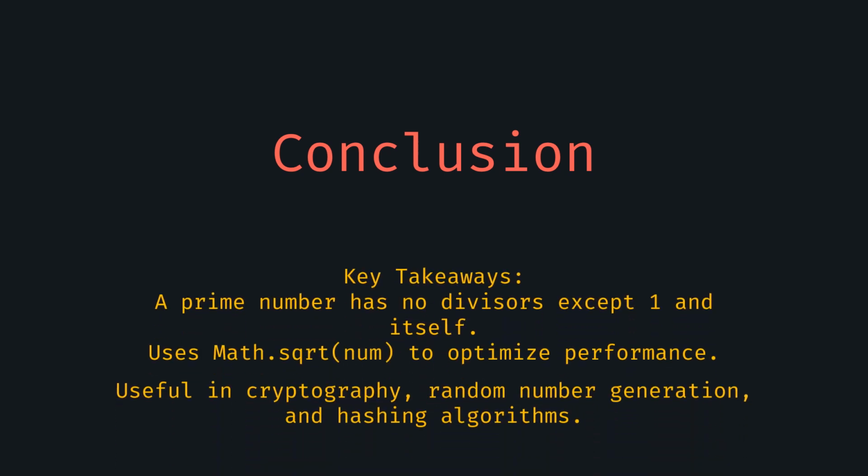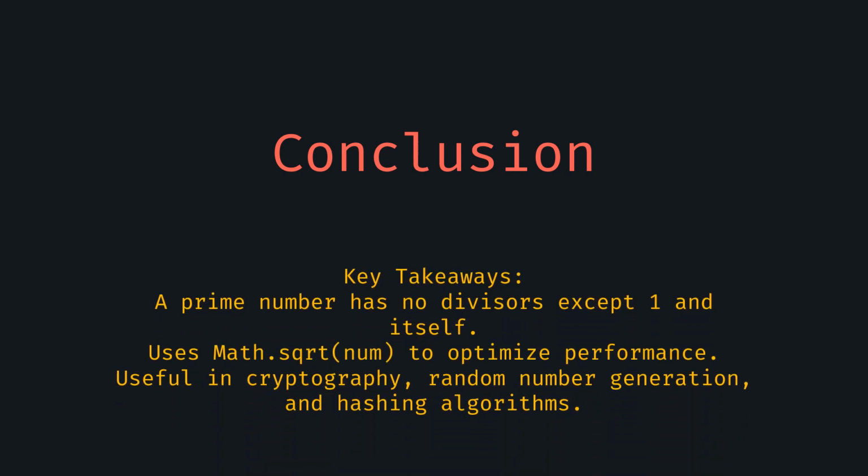This wraps up our lesson. We've learned how to identify prime numbers efficiently using square root optimization for faster calculations. This method is widely used in mathematical computing, security, and data analysis. Try using these in your own projects.